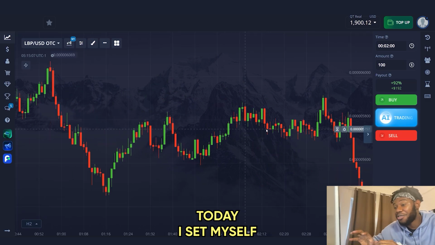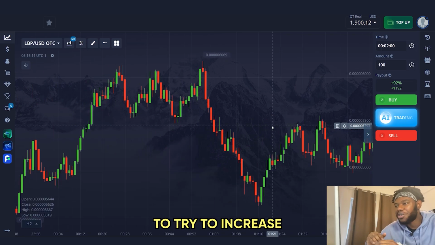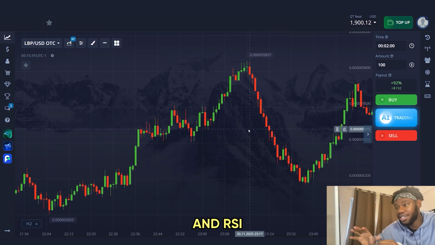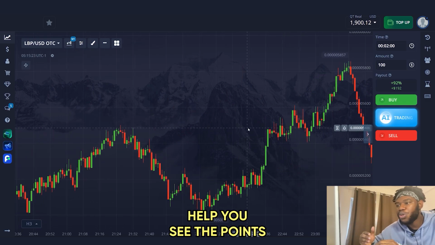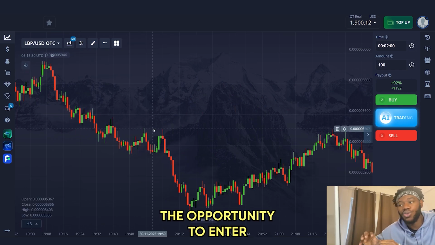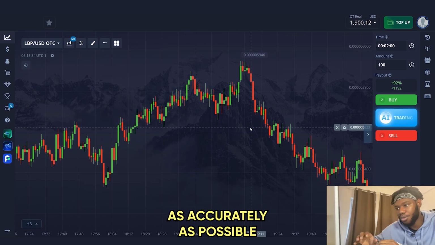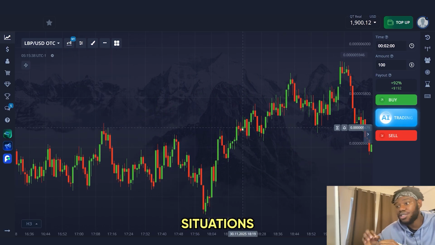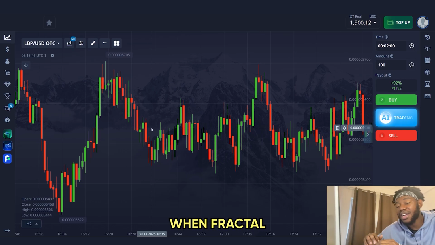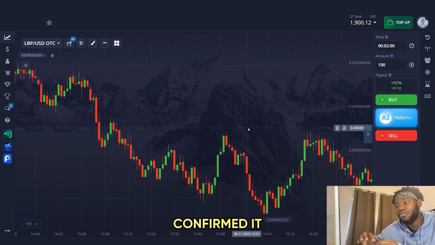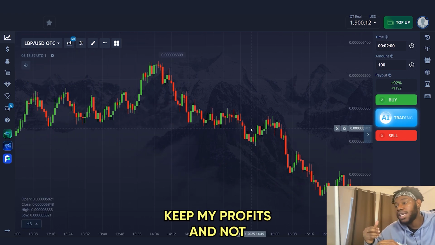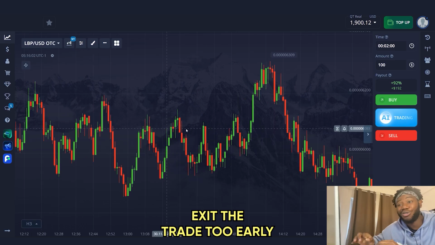Today I set myself a clear goal to try to increase my account by 1,500 using only a combination of fractal and RSI. These two indicators help you see the points where the market is ready to turn around and give you the opportunity to enter as accurately as possible. Now, you are going to see real trades, situations where you had to make a decision in just a second, and moments when fractal showed a reversal before the candle confirmed it. At the end of the video, I'll show you a key signal that helped me keep my profits and not exit the trade too early.